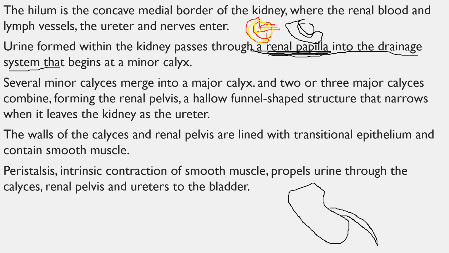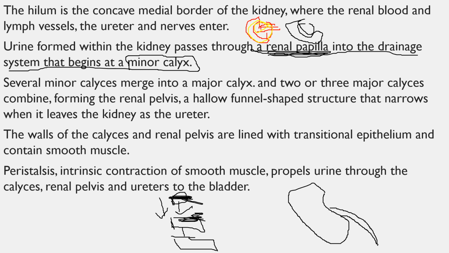This drainage system begins as a minor calyx. So the papilla will give way to the minor calyx. Minor calyces drain. Just think of this as water going down. It started here as the renal papilla, comes here to the minor calyx, and reaches or drains here as the major calyx.